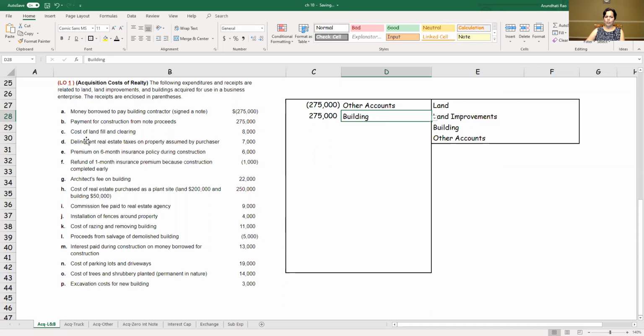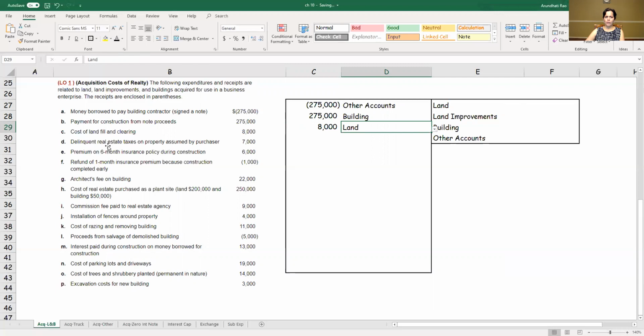Then I have the cost of landfill and clearing. Okay, so I have incurred a cost of $8,000. So now here's how we distinguish between what we spend on building and what we spend on land. All expenses incurred relating to the purchase and getting the land ready for its intended use is added to the cost of land, not building. So the $8,000 that I spent to make the land usable, to clear it, to do the filling, etc., all of that is going to be charged to land, not the building.